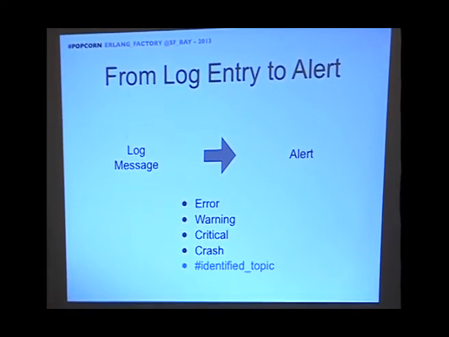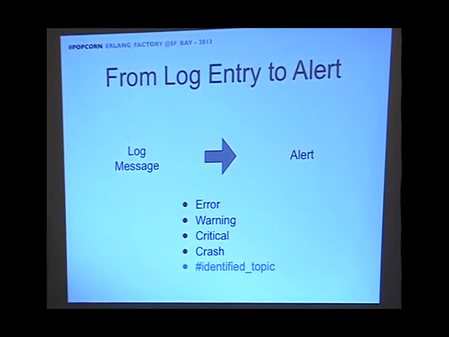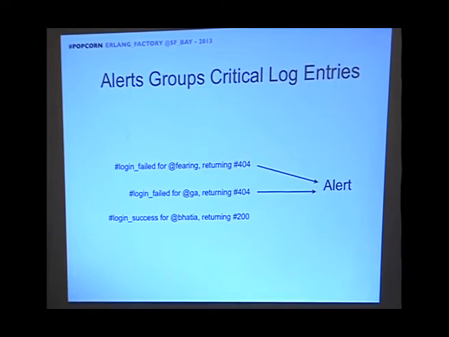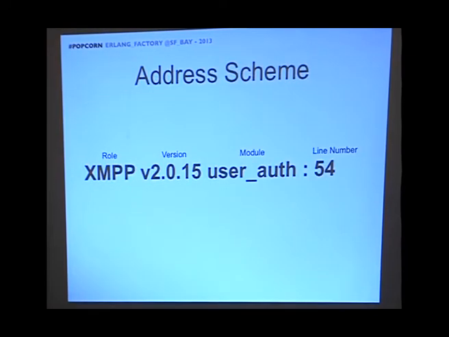What you see here are by severity, and we're looking at identifying topics later. Those need to be grouped, so we need to be able to collapse down common strings of text that are related. For that, we need an addressing scheme. So a combination of the Popcorn provided data and the logger provided data, we can come up with an addressing scheme for log messages out in the wild.